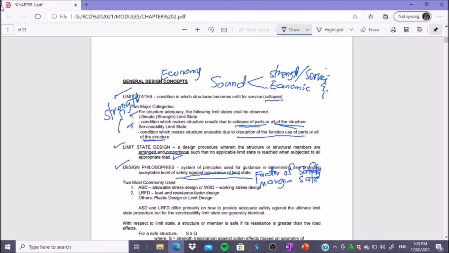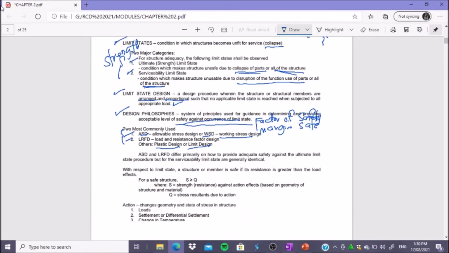Okay. Now, two most commonly used, we have ASD or the allowable strength design and then load and resistance factor design. So this is actually two bases of design philosophy that we have to use. Yung ASD or WSD, we call it working stress design, and LRFD, load and resistance factor design. Meron din tayong other design philosophy. We have so-called plastic design or limit design.